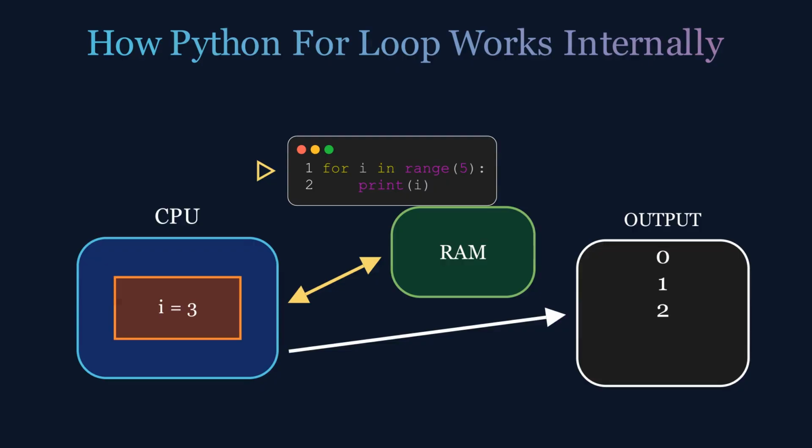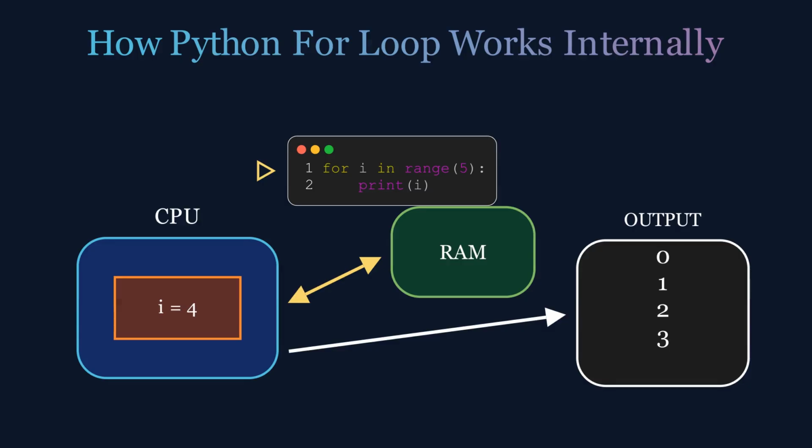The CPU sets the value of i to 3 inside the register. The value is stored in RAM. The CPU loads the value from RAM into the register. Then the CPU sends the value to the output terminal.